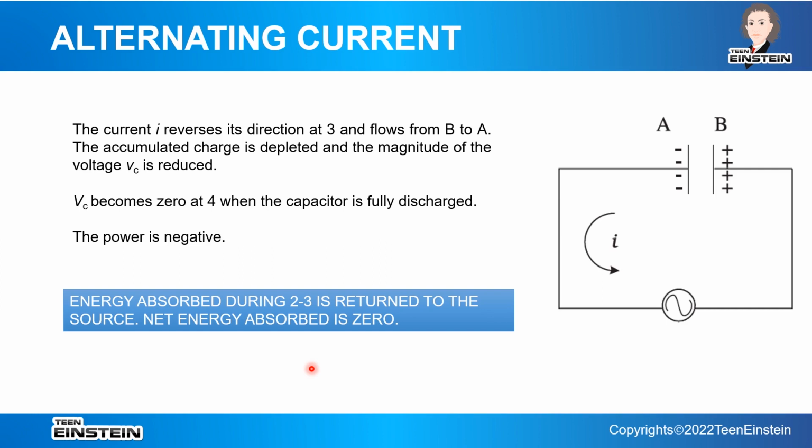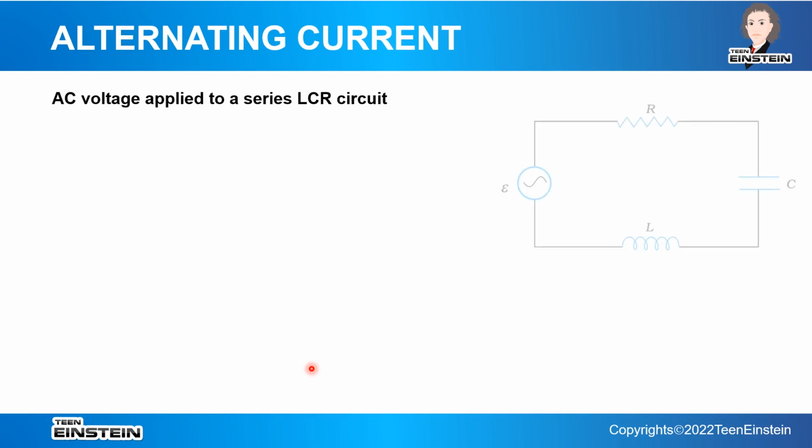So in a complete cycle, when you start from 0 to pi by 2 to pi and then go to 2 pi, the average power is going to be 0. So we talked about what happens in the first one-fourth, and the next one-fourth. We talked about all the 4 different quarters.